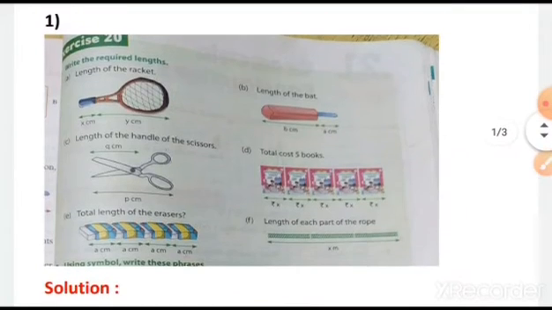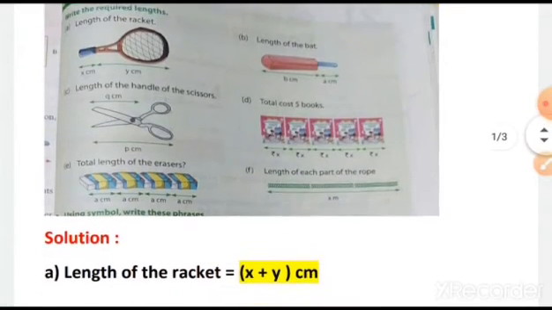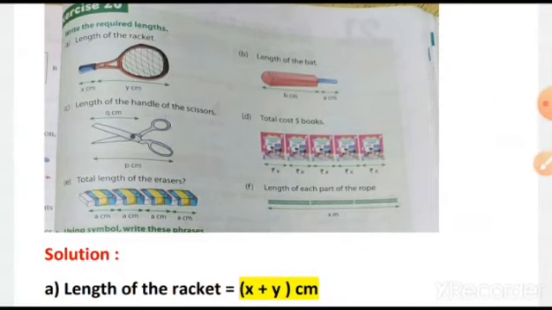Here the solution is, we will have to find the required lengths. You can see the badminton racket shown in the first picture. So some portion, the handle, is of length x centimeter and the remaining portion is of length y centimeter. So you are going to write the total length of the racket, that is equal to x plus y centimeter. Now the next part B, length of the bat. So here you can see the bat has the length of the handle as a centimeter and the rest of the portion, that is b centimeter.